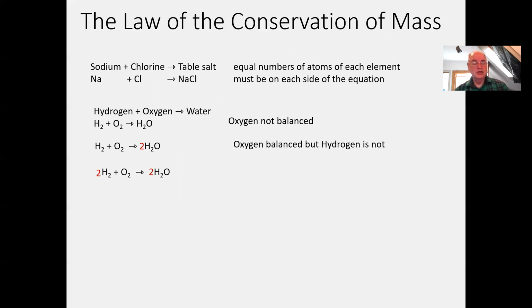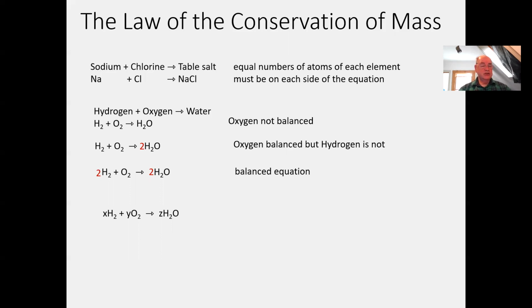You've got 2 oxygens on each side, and we're good. This, of course, is very simple. We can do this by eye, but you can imagine if the reactions get more complicated, we may want to try something more mathematical. So let's look at this very simple example. Let's go through it again using the algebraic technique, and then I'll just do one more.